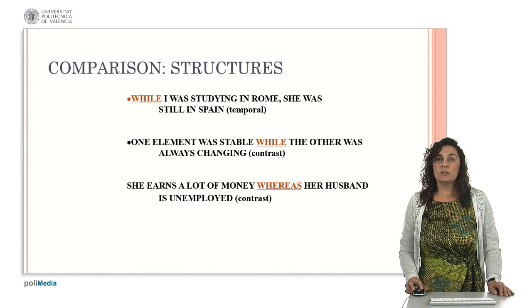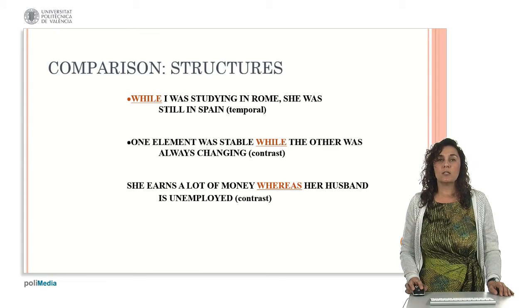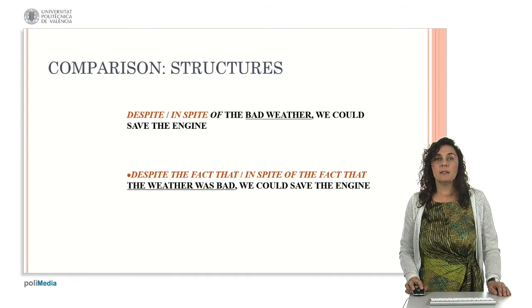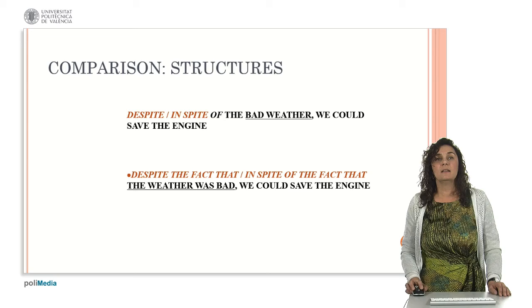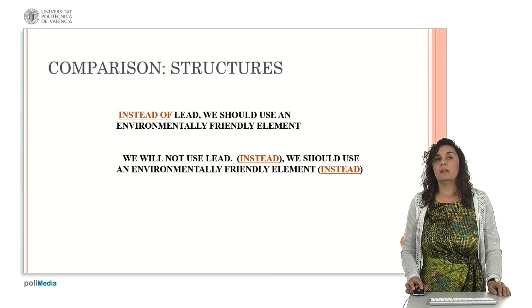You have also some words that you can use to compare. While I was studying in Rome, she was still in Spain. One element was stable while the other was always changing, to express contrast, or whereas too. You can also use whereas, as you can see in the example. You can also use despite: despite the bad weather, we could save the engine. Despite the fact that the weather was bad, we could save the engine. Instead of lead, we should use an environmentally friendly element.